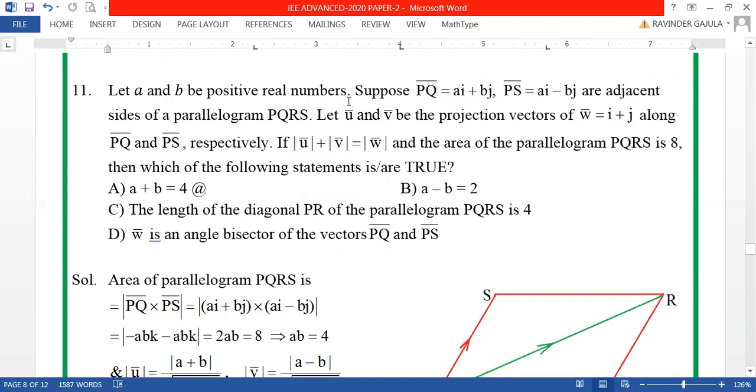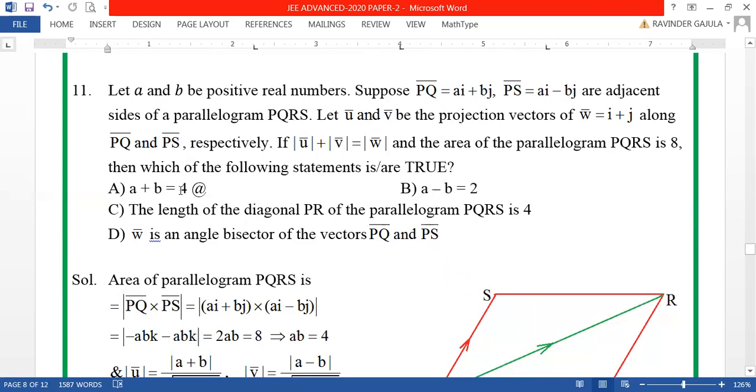Let A and B be positive numbers. Suppose PQ bar given as AI plus BJ, and PS bar as AI minus BJ are adjacent sides of a parallelogram PQRS. Let U bar and V bar be the projection vectors of W bar equal to I plus J along PQ bar and PS bar respectively. And mod U bar plus mod V bar equal to mod W bar, and the area of the parallelogram is 8.